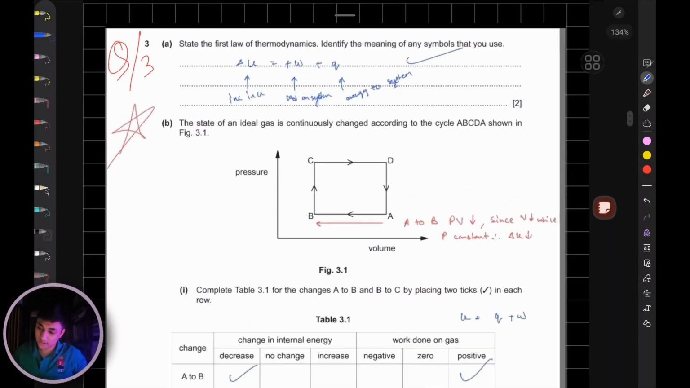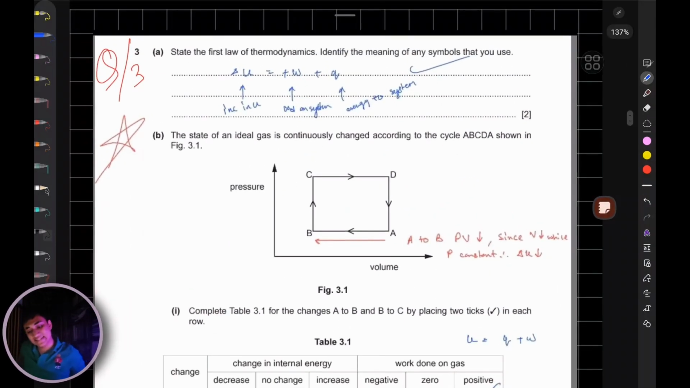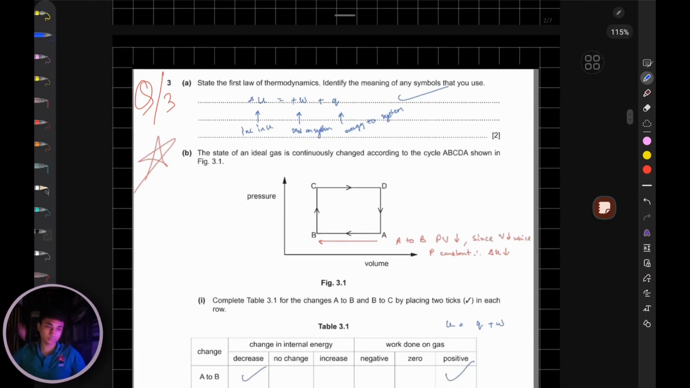So now question 3, state the first law of thermodynamics. Identify the meaning of any symbols that you use. So del U is equal to work done plus thermal energy transferred. U is increase in internal energy. W is work done on the system. Q is energy transferred to the system. And make sure you give the right signs.